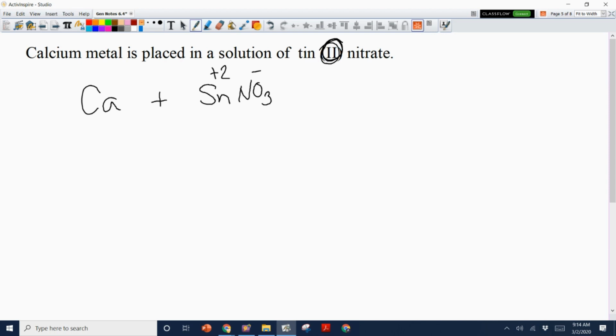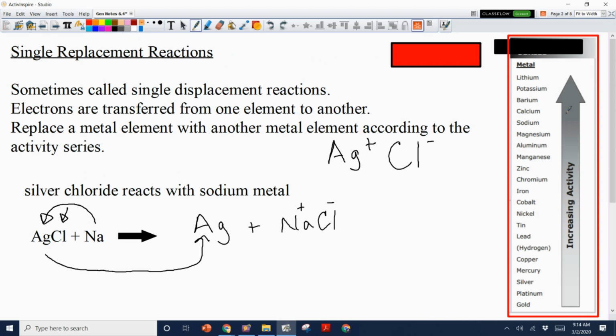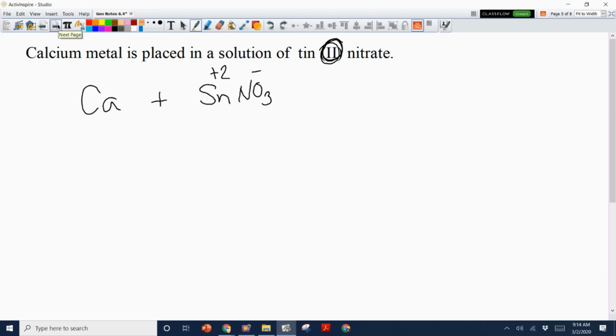All right, so the first thing we have to do is look at the activity series to see if calcium is stronger than tin. Well, here we have calcium, and here we have tin. So calcium is stronger, so calcium is going to push out the tin, and we're going to get tin by itself because it was pushed out, plus calcium nitrate. So here calcium is a +2 charge. We get that from the periodic table. Nitrate is still a -1 charge, so we have to swap and drop to make a good formula.